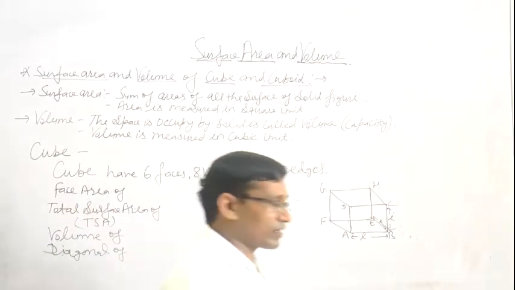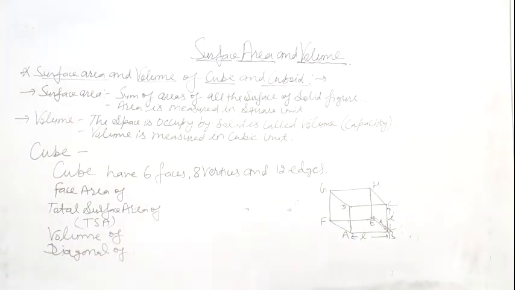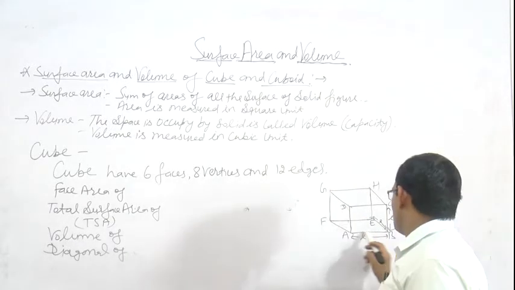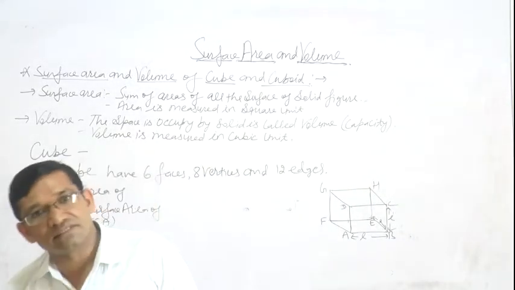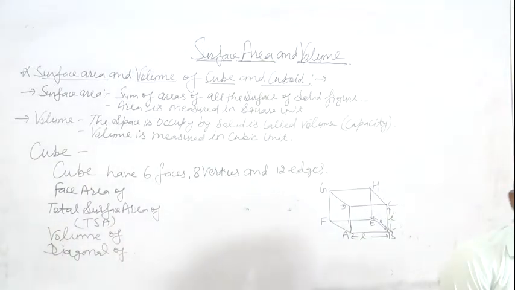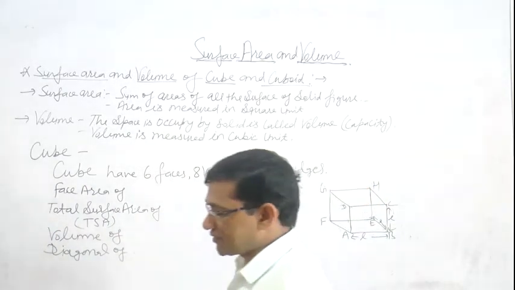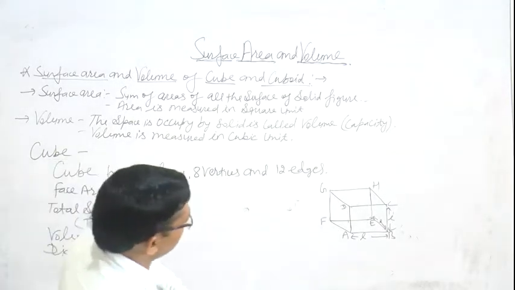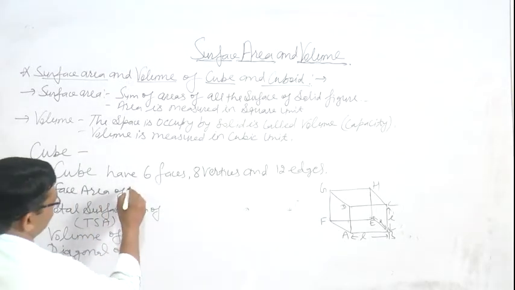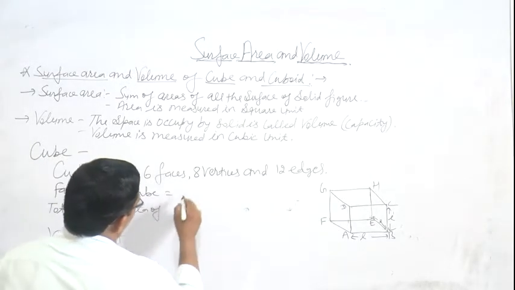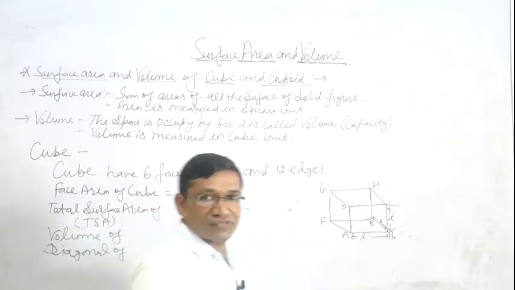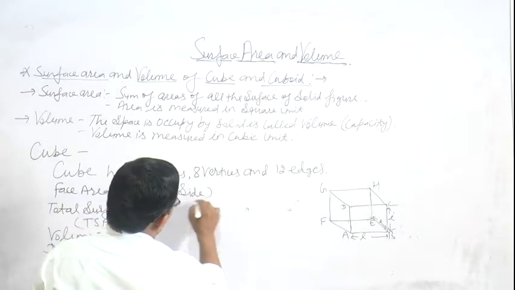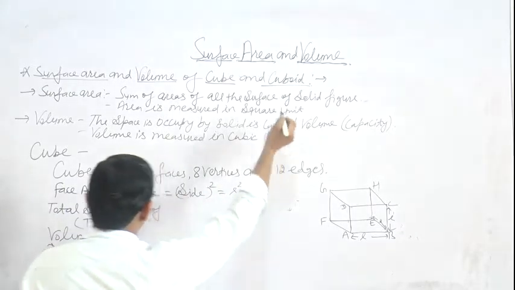Cuboid has rectangular faces, but cube has square faces. Cube has square faces. This is the main difference between cube and cuboid. Cuboid has rectangular faces, cube has square faces. So face area of cube, it means area of square, that is side multiply side, which is side square.